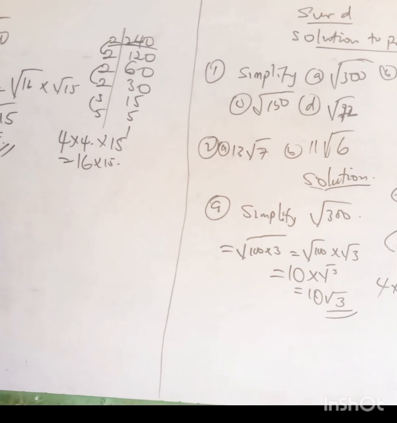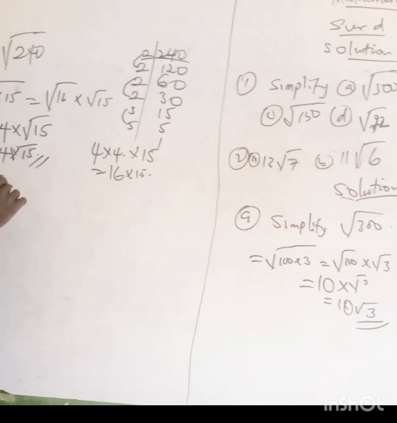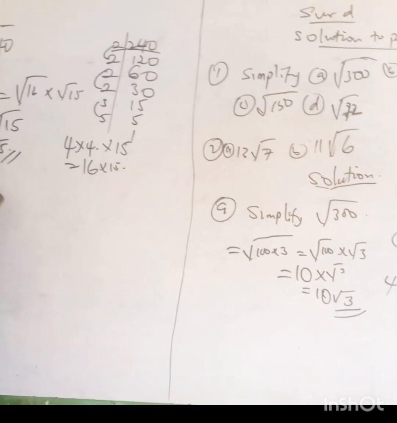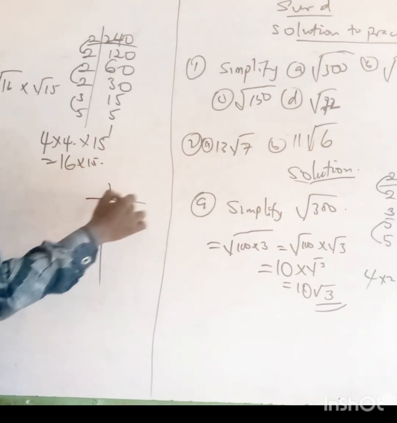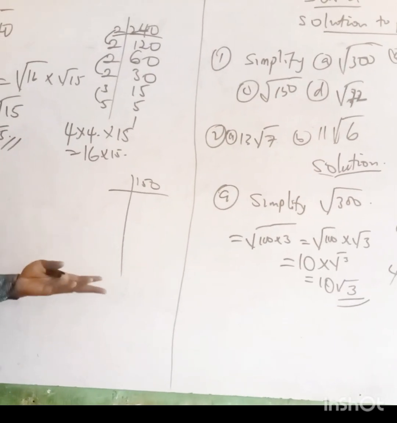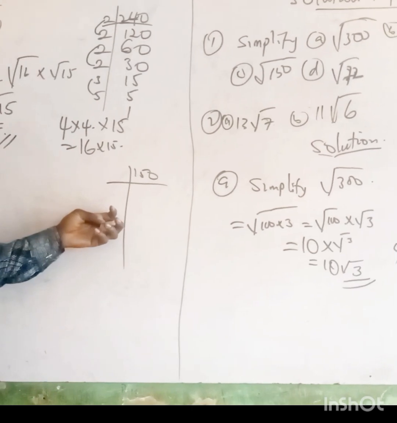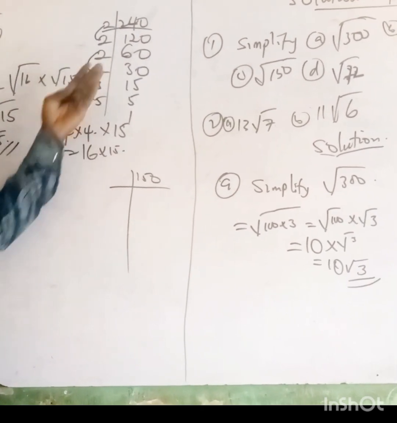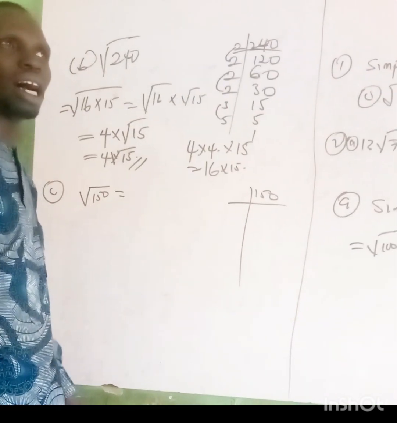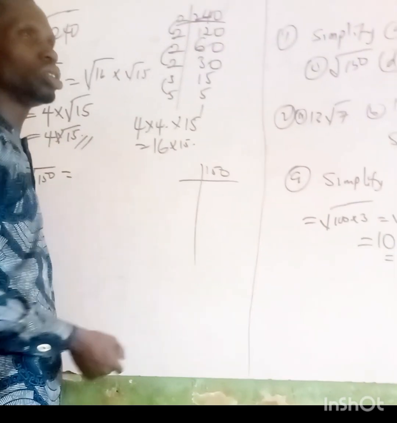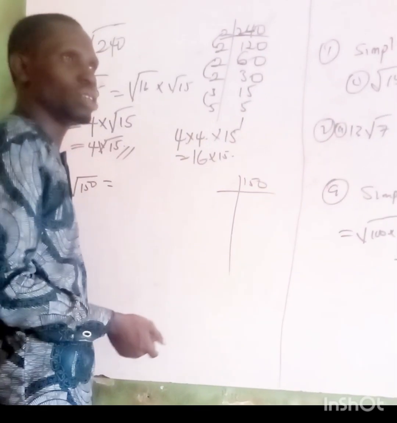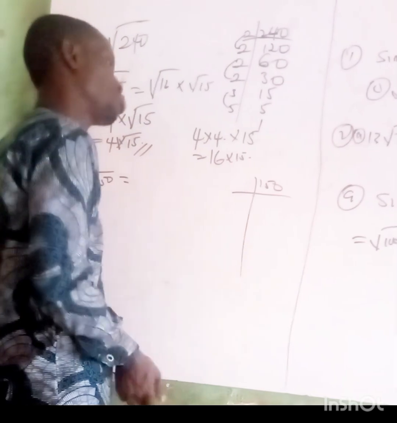Then the third one, root 150. So let's use our usual procedure. You see, why I choose to do this is for us to continue to see how we used to do it. It doesn't take me anything to write 16 times 15, but how do we get 16 times 15? That's why I choose to use this index of prime number factors.